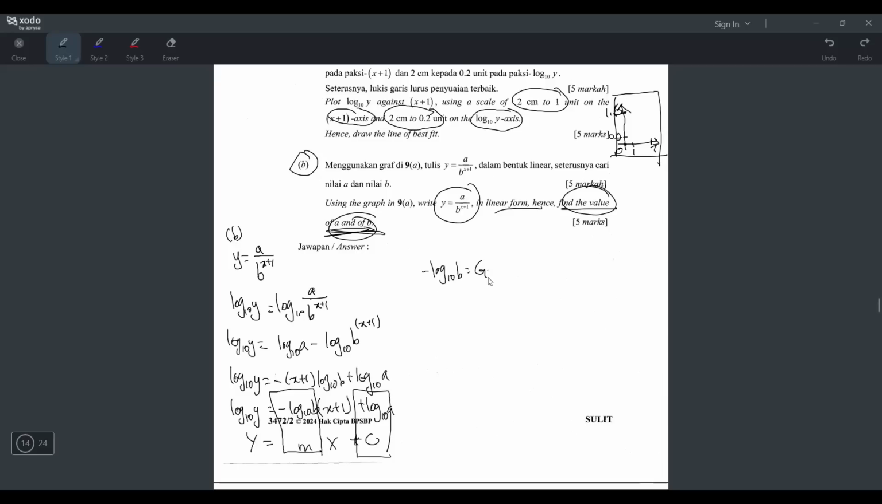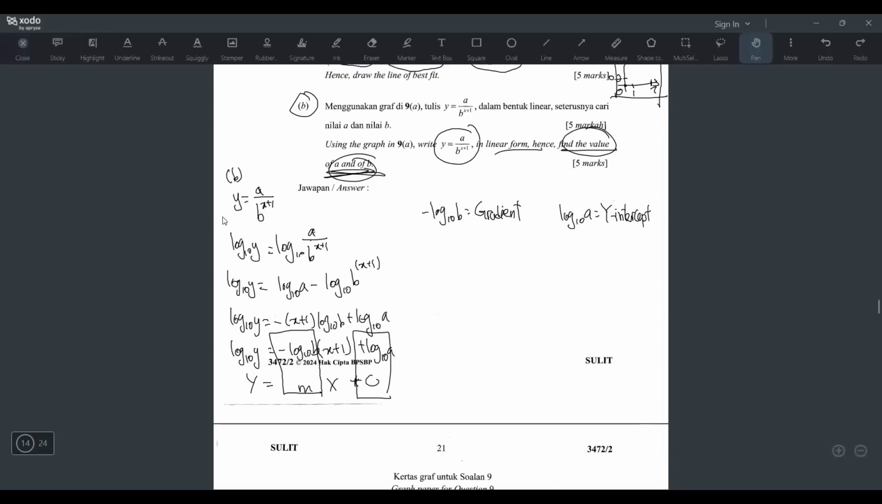Okay. And then siapa y-intercept? Log A. Bukan A, log A. Ambil the whole thing. So it will be log 10A equals to C. And the C is the y-intercept. And the y have to use huruf besar. Have to use capital letter. Yeah, because your y-axis is not y, it's actually log y. So you have to use capital letter.